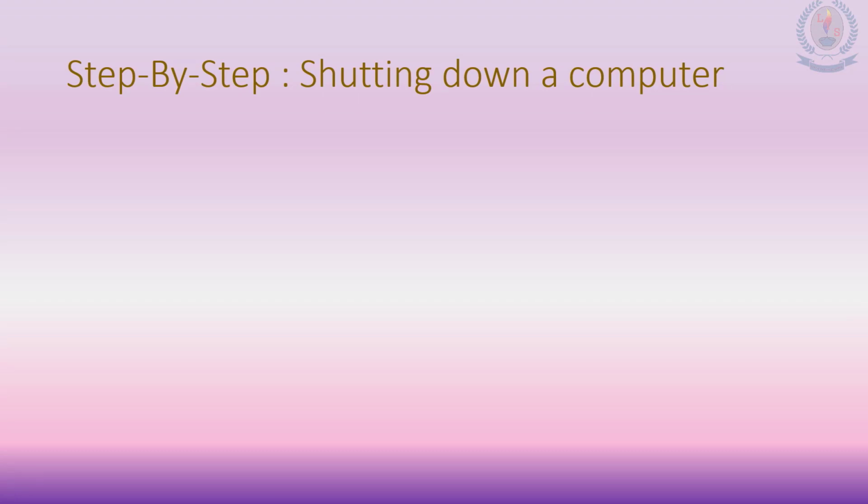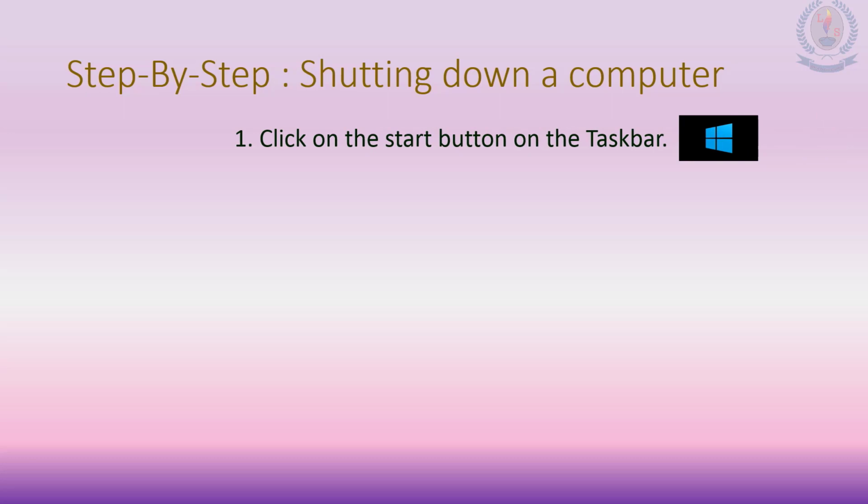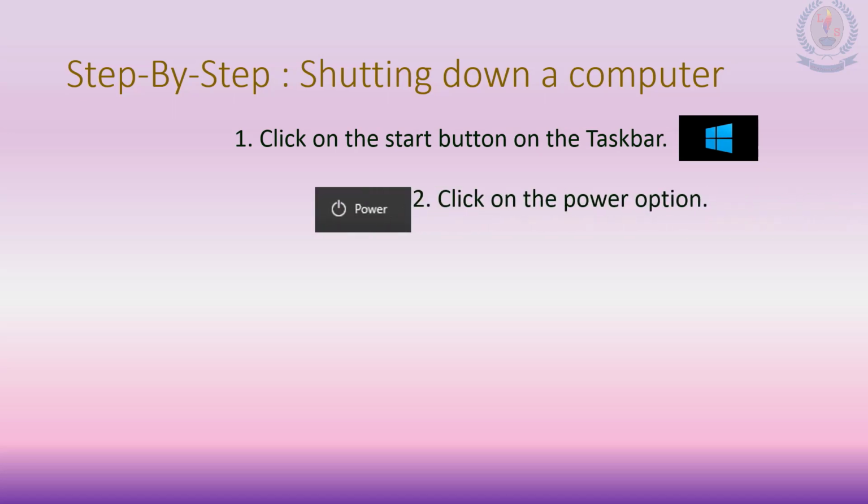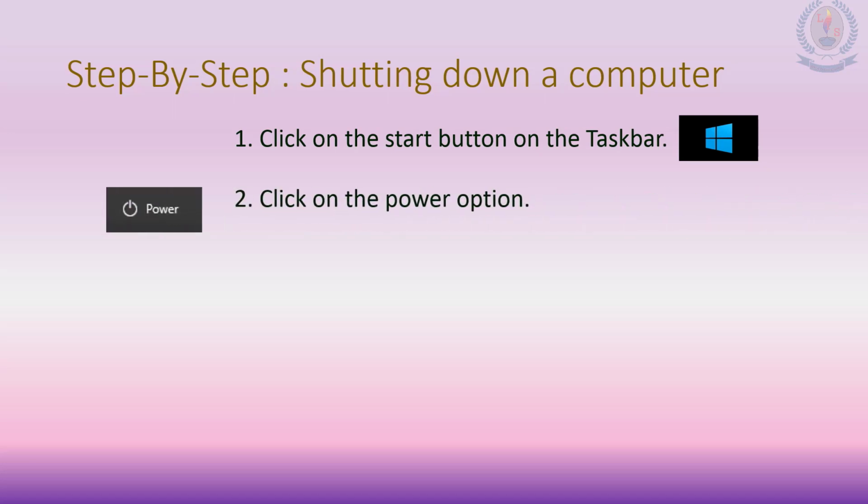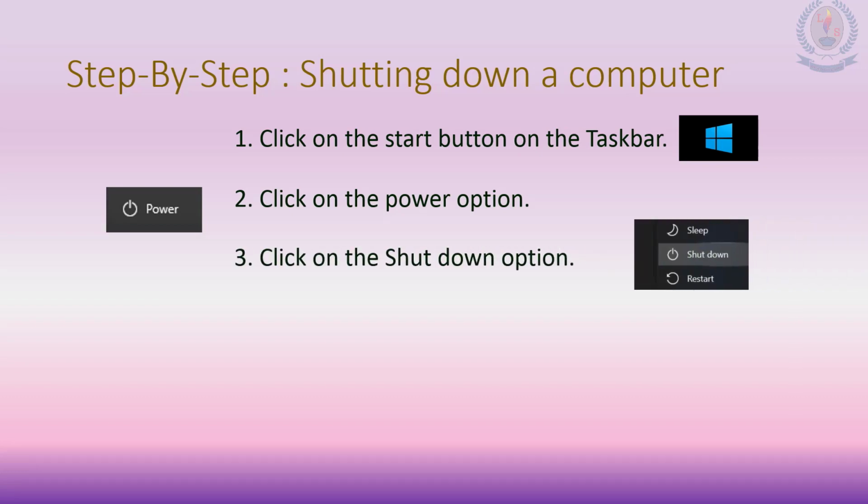Step by step, shutting down a computer. First, click the start button on the taskbar. Then click the power option in the start menu. When you click the start menu, the power option comes. When you click the power option, you can see three things: sleep, shut down and restart. From there, you have to click shut down.